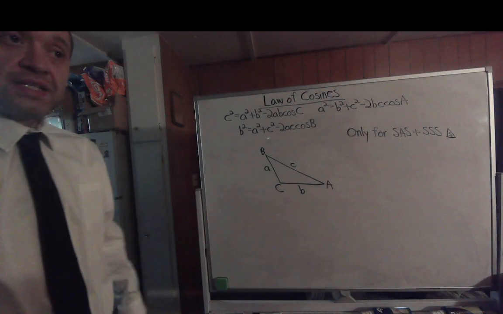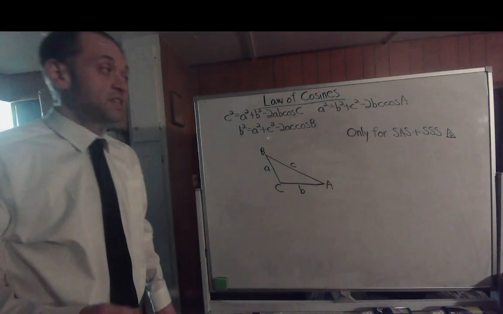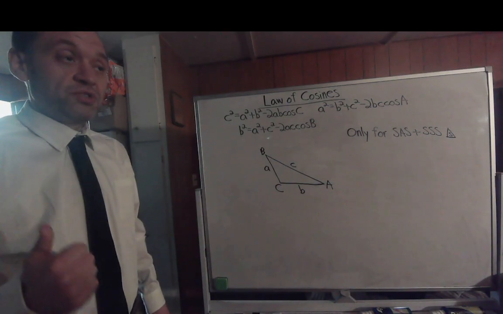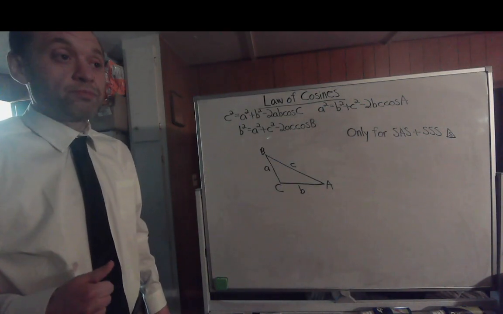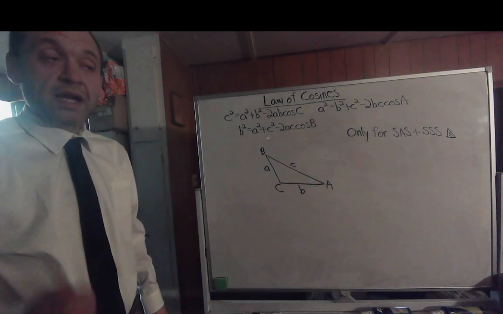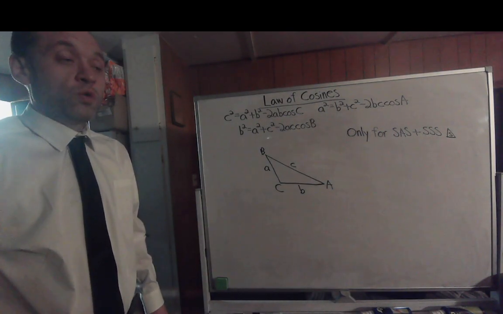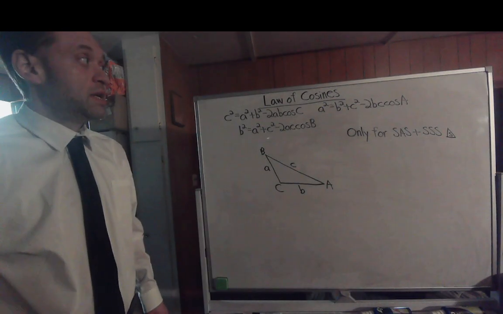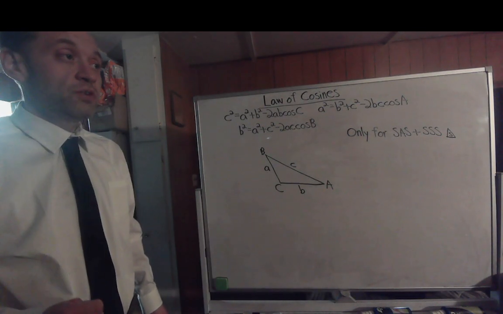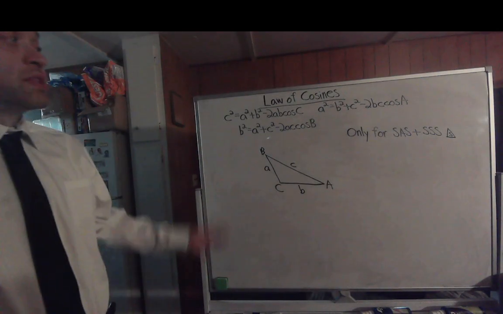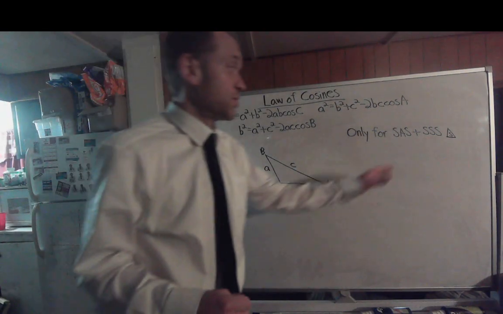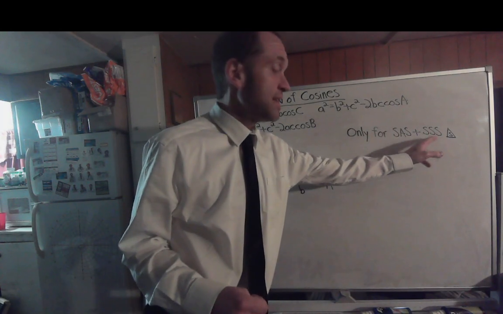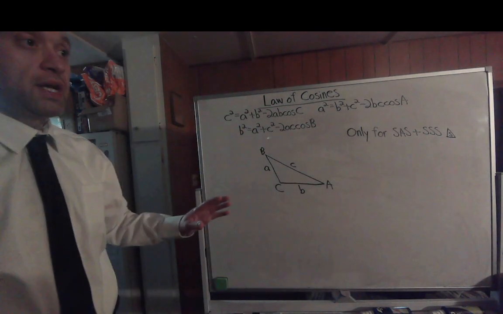A couple lessons ago we talked about the law of sines, which was used to solve triangles that were angle side angle, angle angle side, or side side angle. The law of sines only covered those triangles. The law of cosines works for side angle side and side side side triangles only.